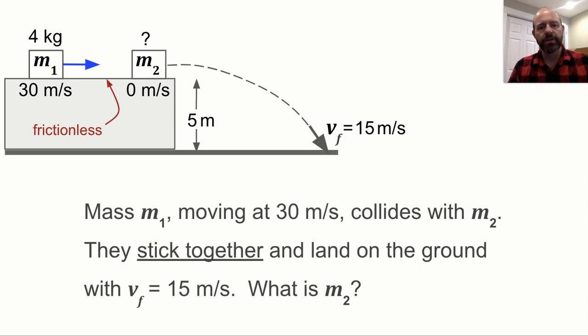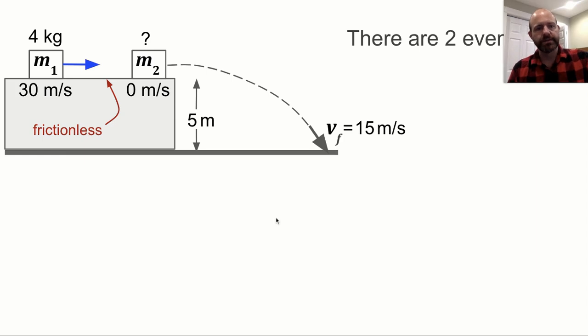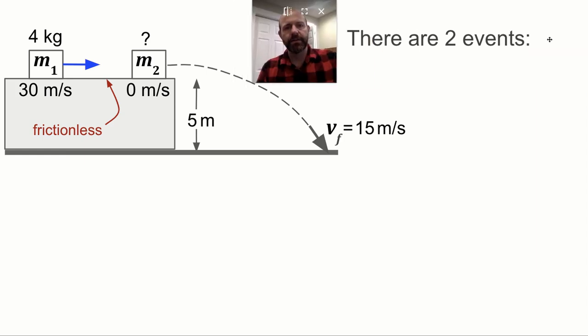Mass 1, moving at 30 meters per second, collides with M2. They stick together, becoming one final object. And they land on the ground with a velocity of 15 meters per second. What is mass 2? So two events, right? And that's how these kinds of things work.